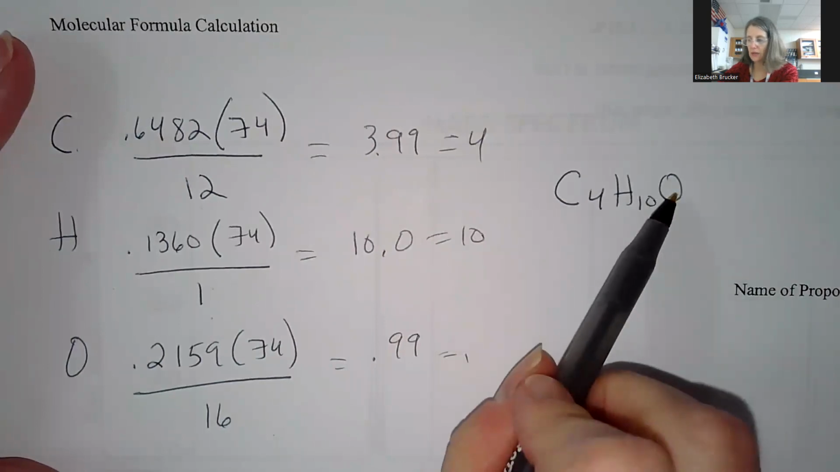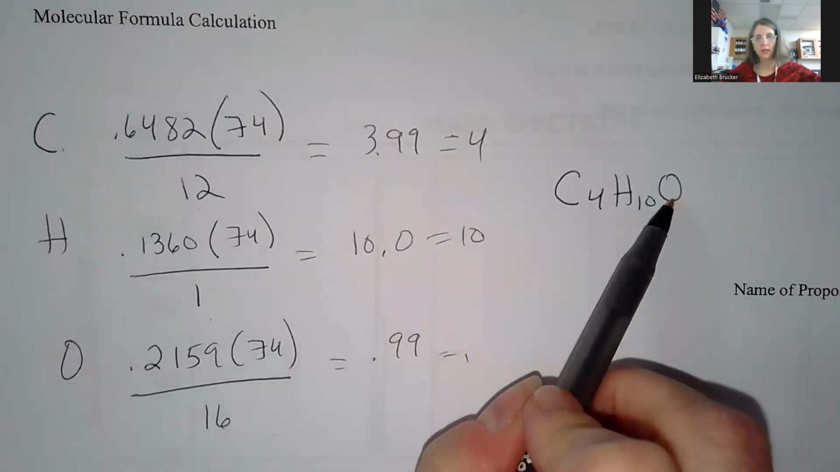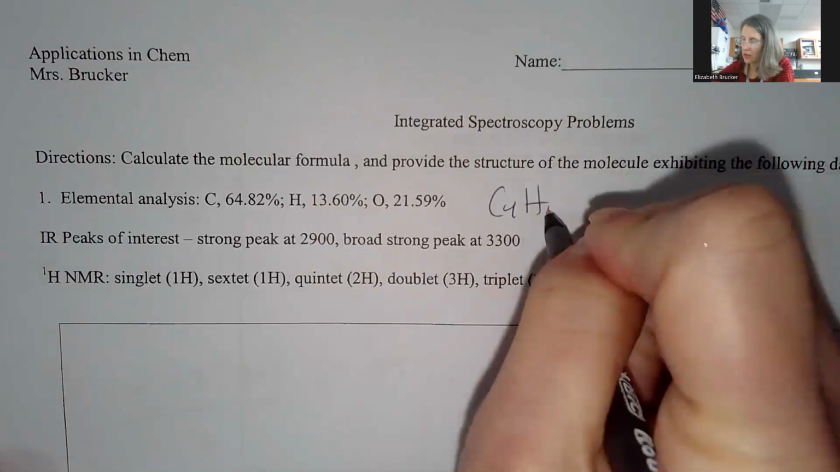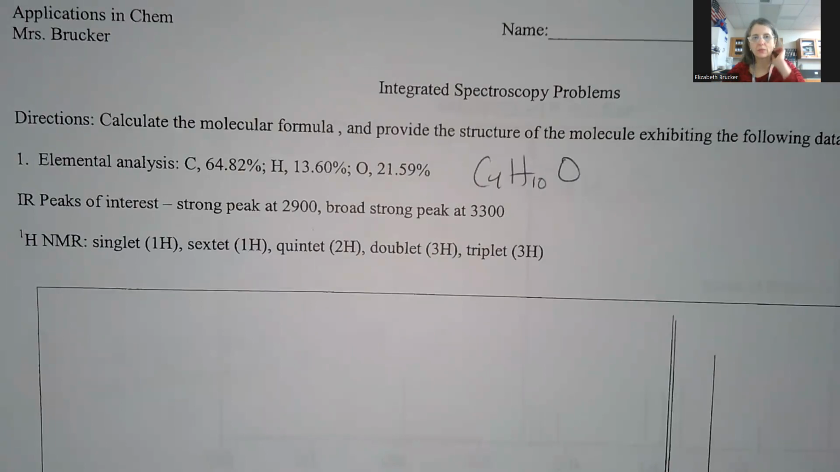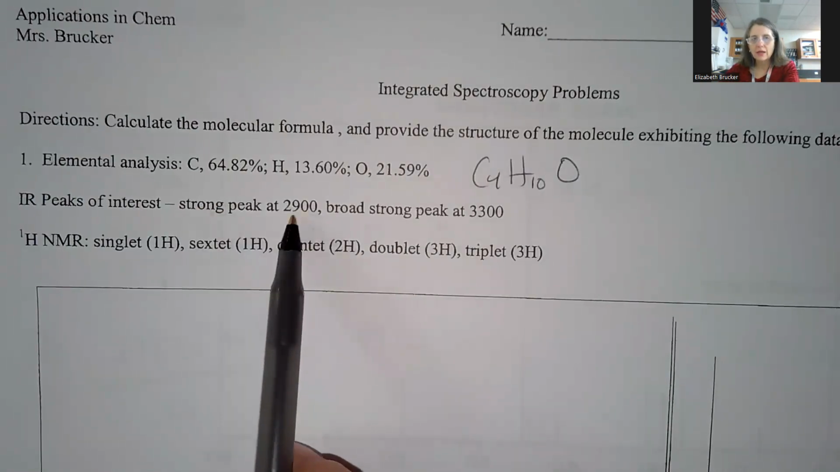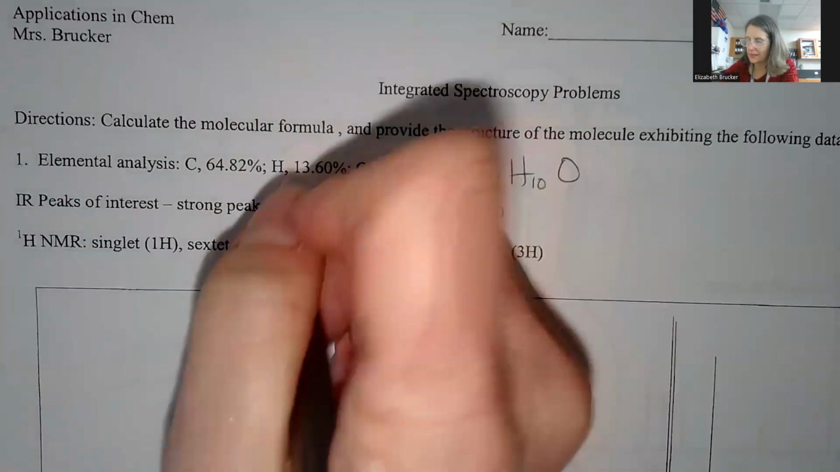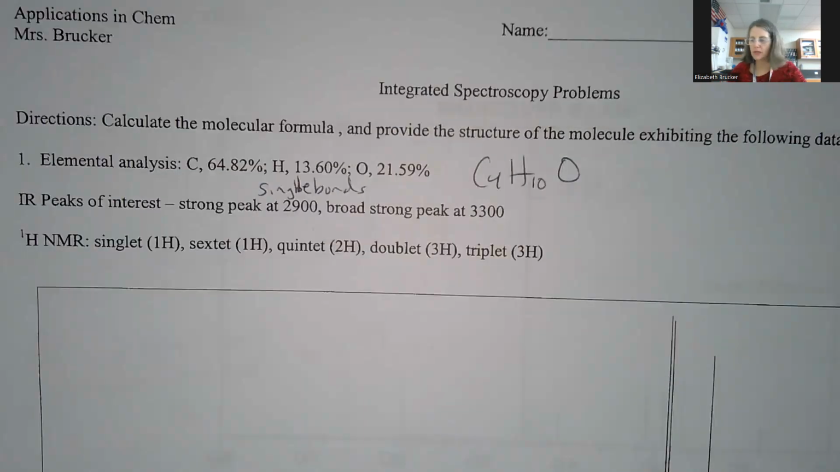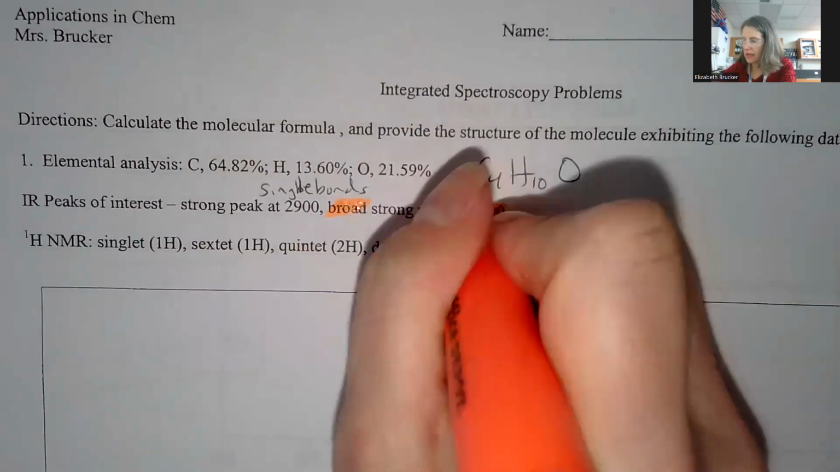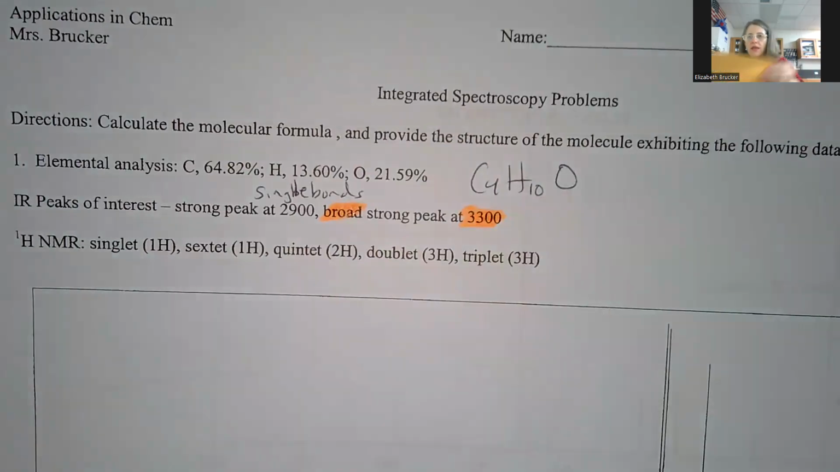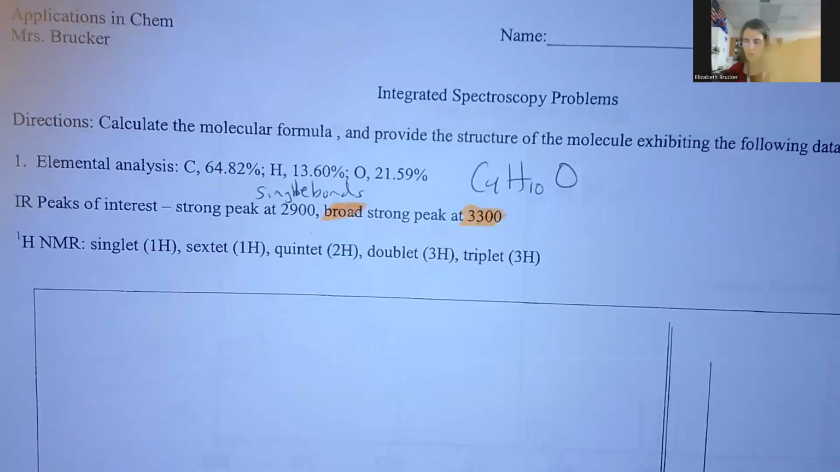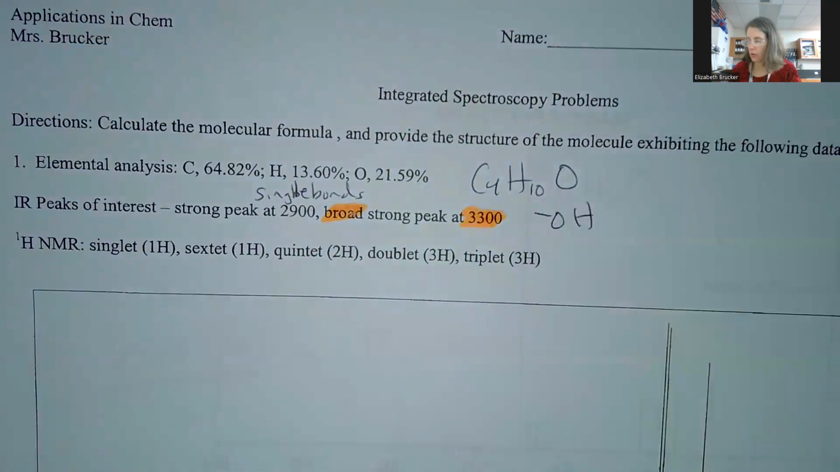What you want to think about is, okay, what functional groups have one oxygen? Then you want to think about, all right, what does my IR tell me? Okay, so I'm going to write C4H10O here on this page, so I have it in front of me. I have a strong peak at 2900, which tells me I have single bonds. And then I have a broad, strong peak at 3300, okay? That is always going to tell me I have an alcohol, an OH. So I have an OH.